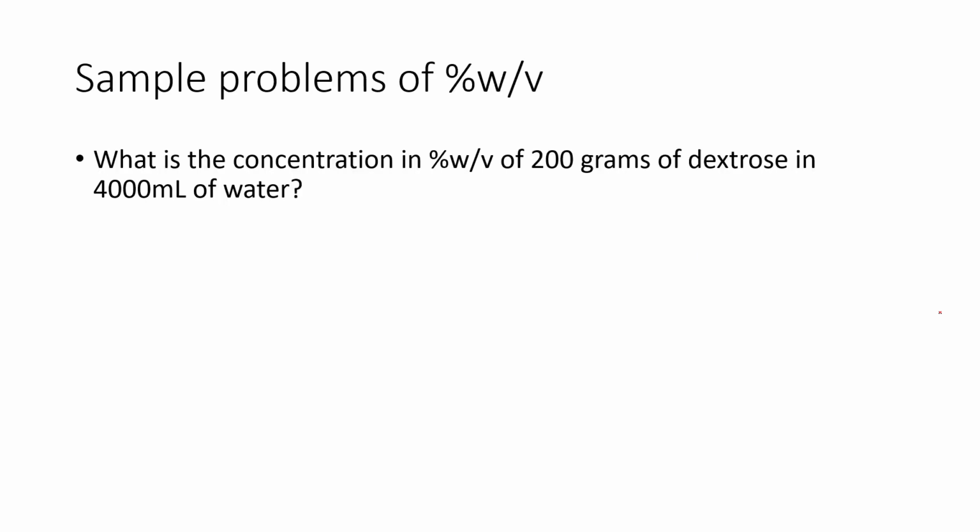Okay, so let's solve some sample problems of percent weight in volume. What is the concentration in weight per volume of 200 grams of dextrose in 4,000 ml of water? Usually, it is our active ingredient over total solution. Since it is percent weight in volume, our weight goes on top, which is 200 grams of dextrose. Then at the bottom, our total solution, which is 4,000. 200 divided by 4,000. Let's not forget the 100%, because what we need is percent weight in volume. 200 divided by 4,000 times 100.